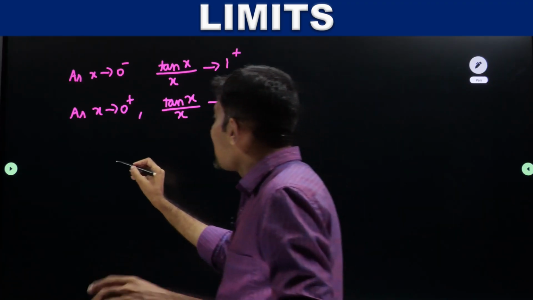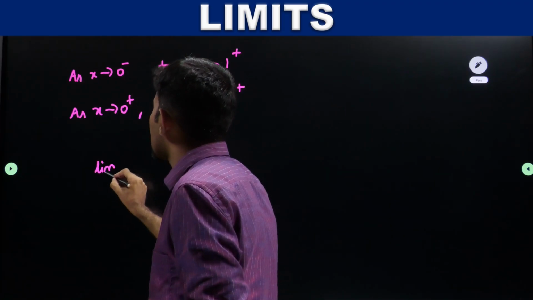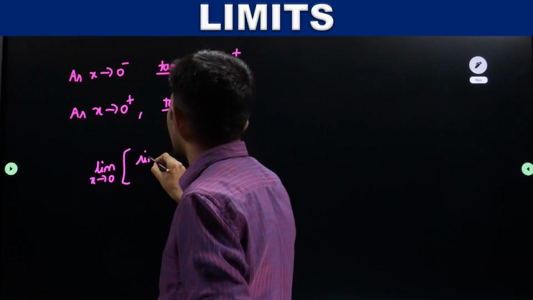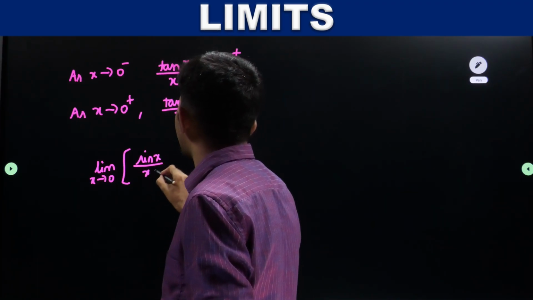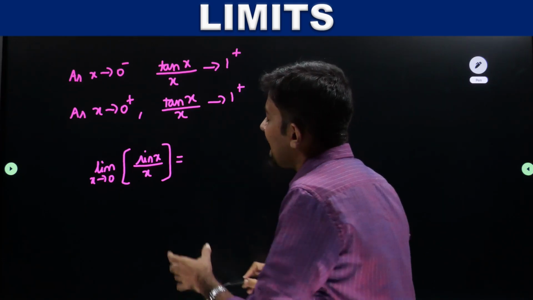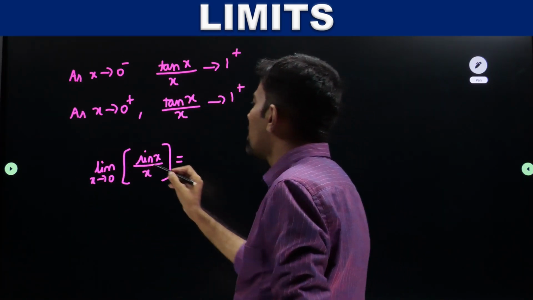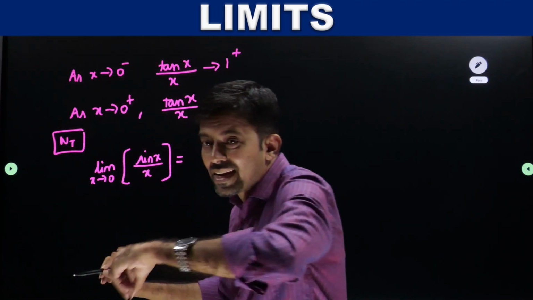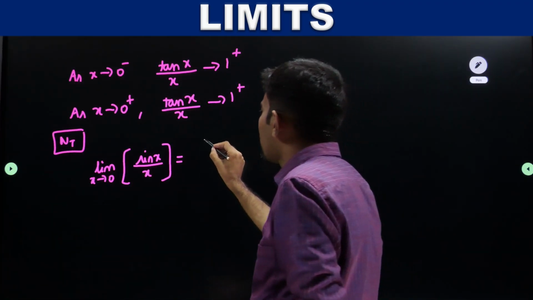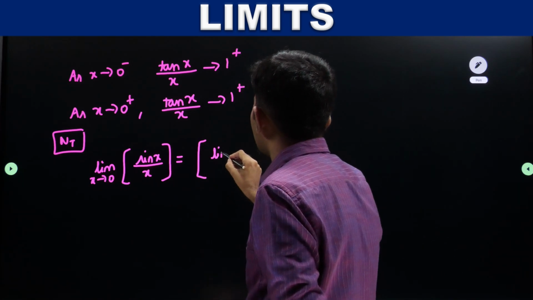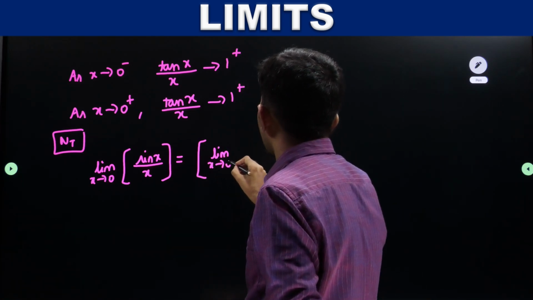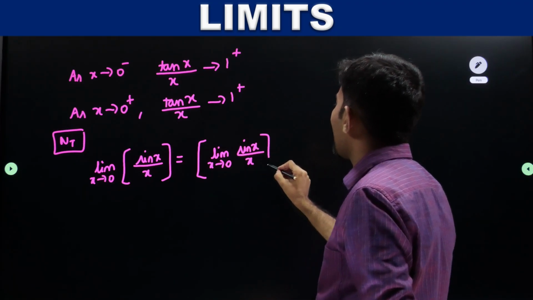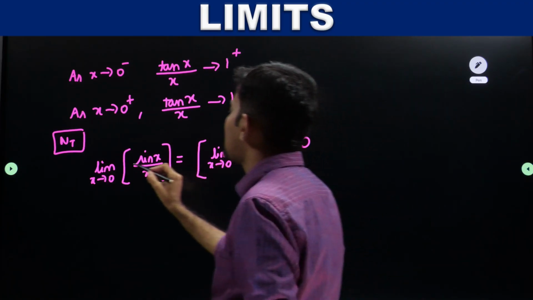Suppose they ask you to find limit x tends to 0 of greatest integer value of sin x by x. If they ask like this, I can take the limit inside this. Please note this. As x tends to 0, sin x by x is slightly less than 1, 0.999. Greatest integer value of that is 0.